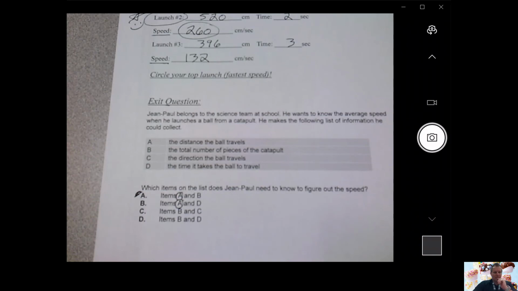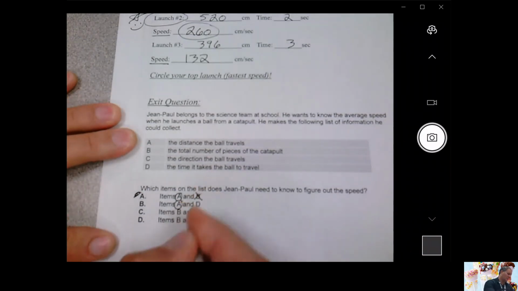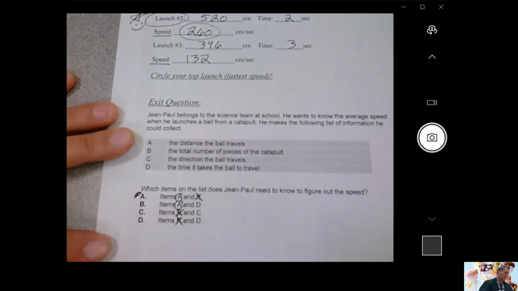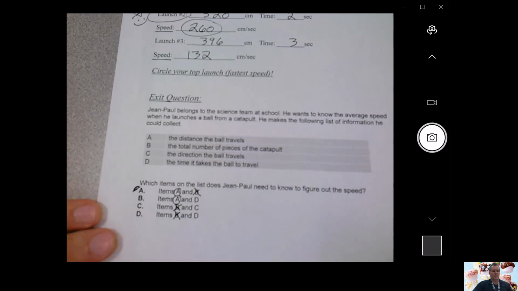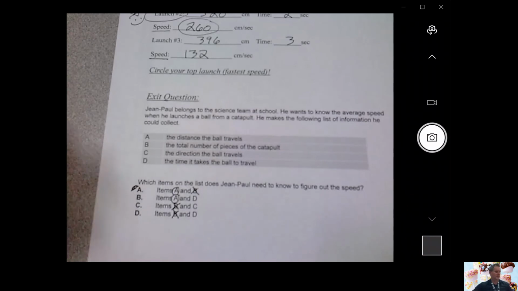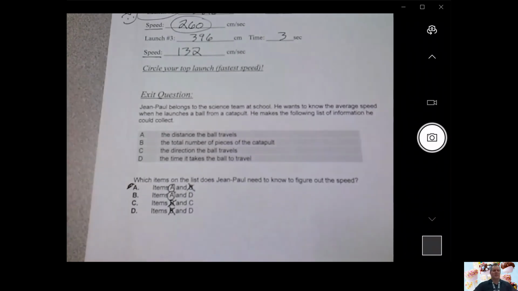So what about B? The total number of pieces of the catapult. That's nice to know, but is B going to help us calculate speed? I agree. I don't think B is necessary. So I'm going to put an X on all my B's. Okay, so what I'm doing here is a little strategy to help me eliminate some things.